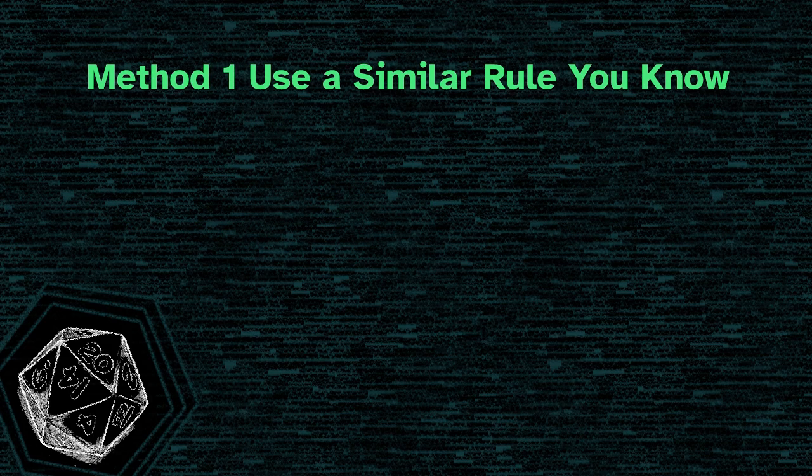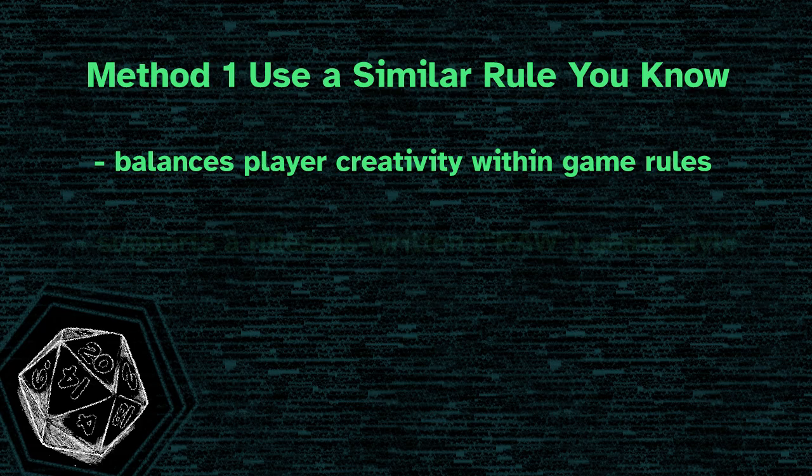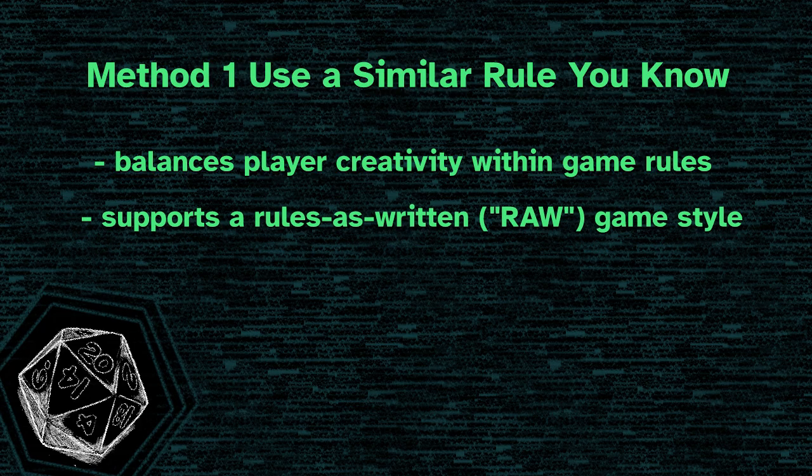Now, when would you want to do this? When you want an easy way to balance player creativity with the existing rules of your game. Ruling like this tends to support a very rules as written GM style because you are referencing the rules of the game and using that as the foundation for your ruling.